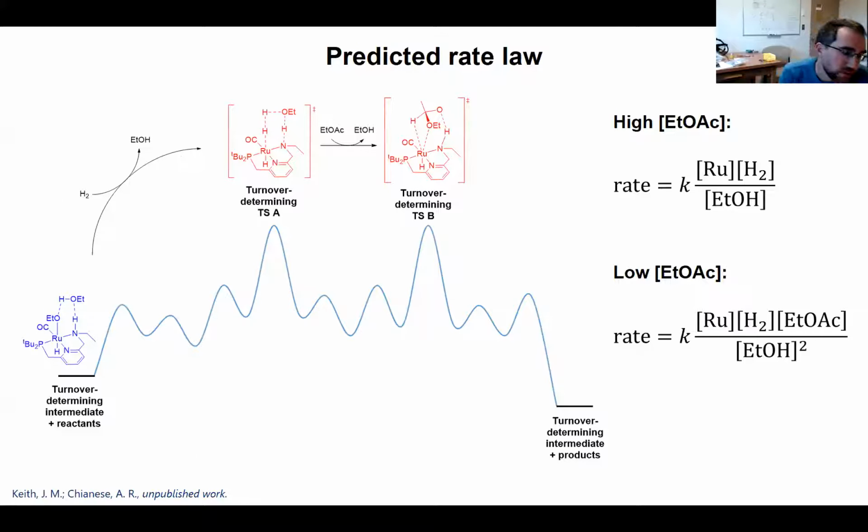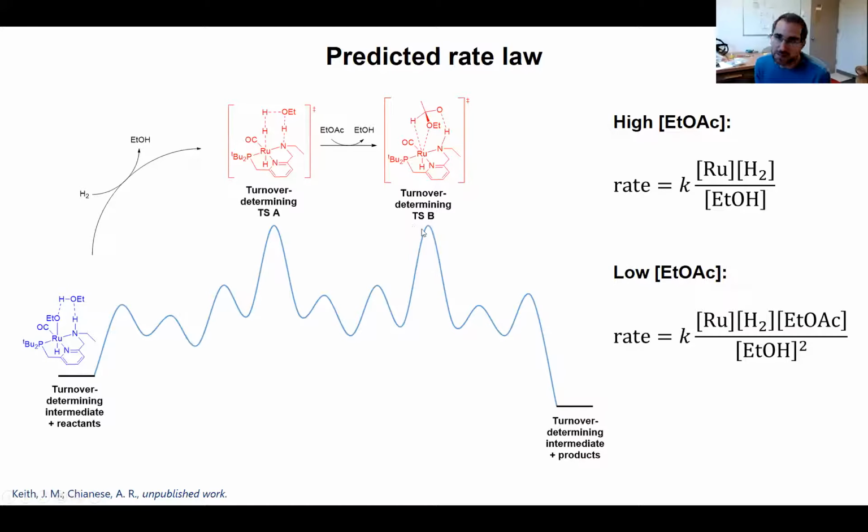So we've been doing kinetic studies of our reaction. Basically, this allows us to look at our DFT results and to see if these turnover determining intermediates and transition states actually play out in experiments that we're able to do. And this is kind of a cartoon of a potential energy surface showing the turnover determining intermediate, and then we have two similar energy turnover determining transition states.